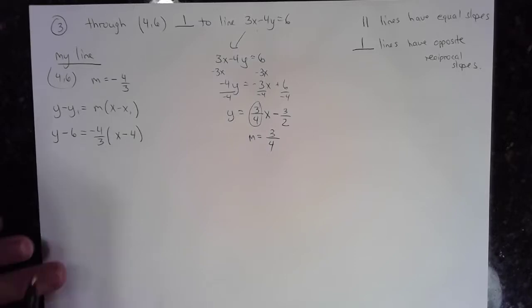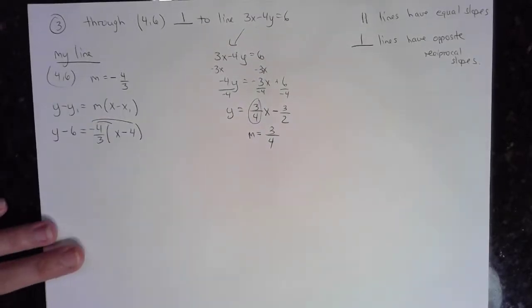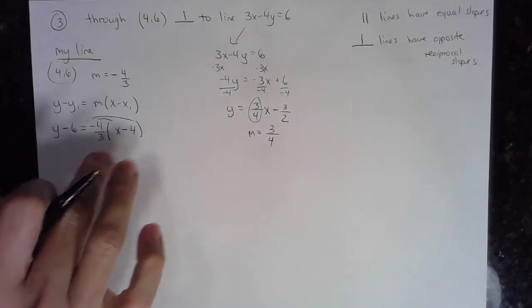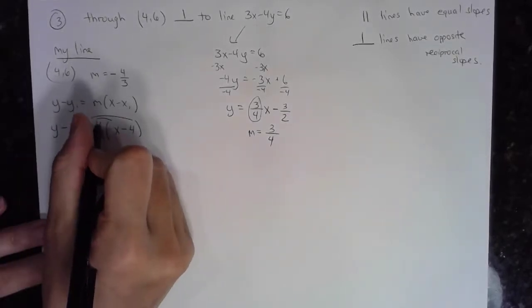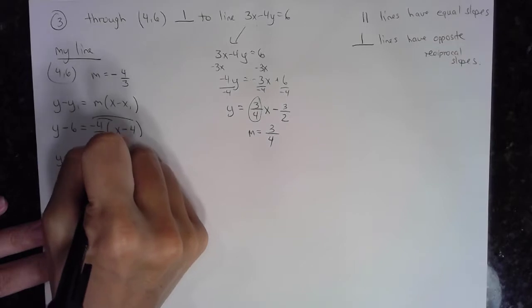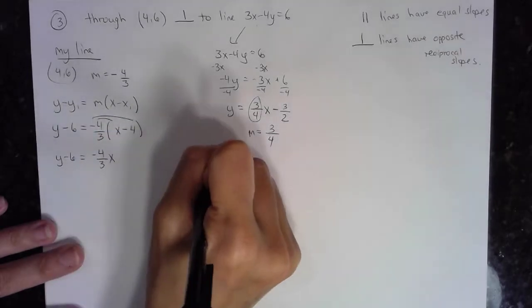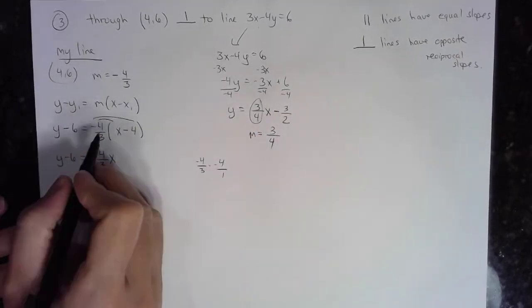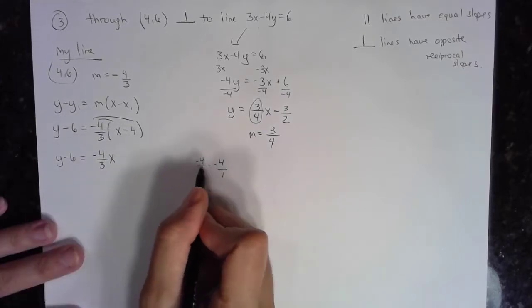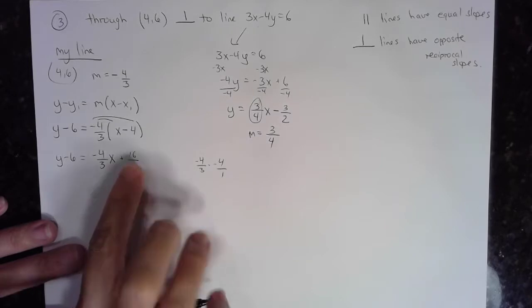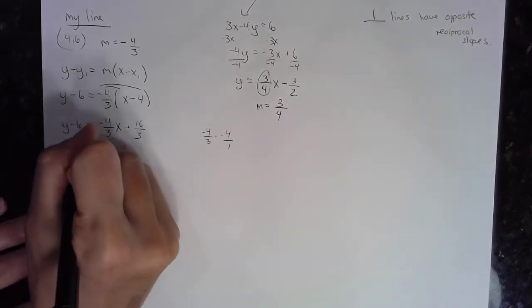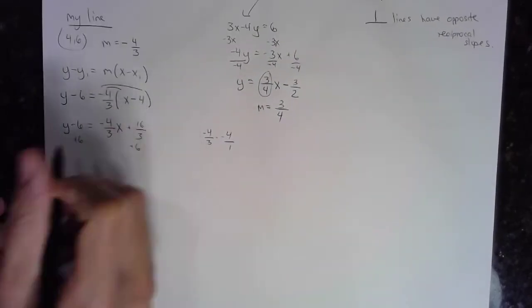Convert into slope-intercept form. So the first thing I'm going to do is distribute that slope to get rid of the parentheses on the right. So I'm left with y minus 6 on the left. Negative 4/3 times x is negative 4/3 x. Negative 4/3 times negative 4/1, multiply on the top, I get a positive 16/3, right? Then isolating y, I have to add 6 to both sides.